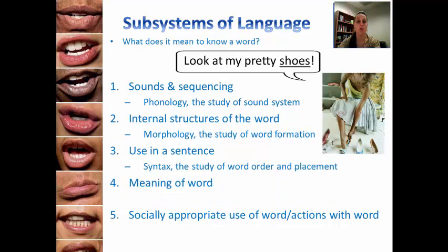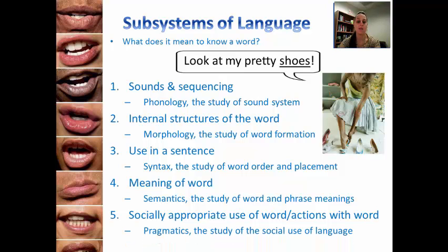Use in a sentence represents syntax, which is the study of word order and placement. So, for example, how we know which words come first and which words are organized before other ones. The meaning of the word represents semantics, which is the study of word and phrase meanings, right? So shoes having one meaning, the objects that we place on our feet. And then pragmatics, which we are not going to get into in this class, but which represents the 5th subsystem of language, is the study of the social use of language, right? When it's appropriate to say what.